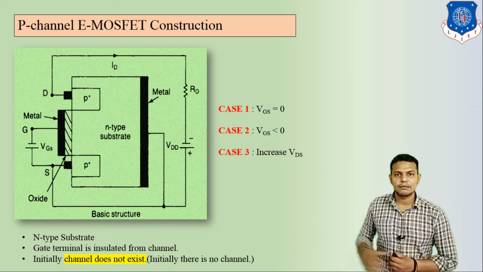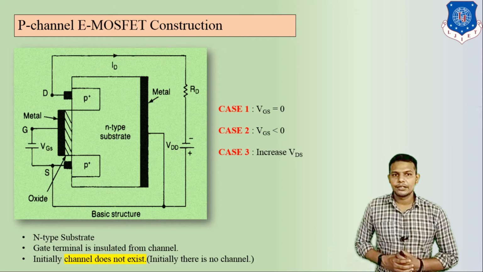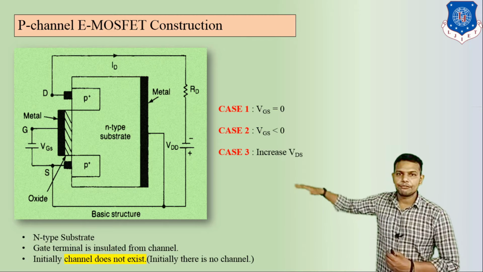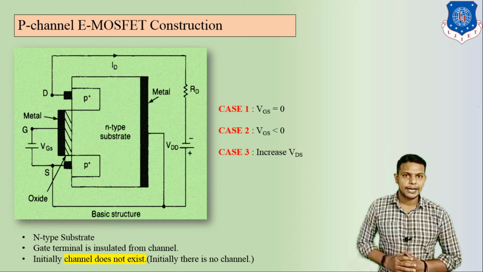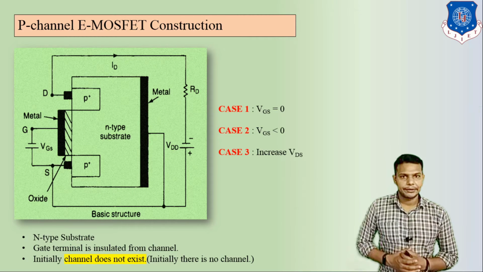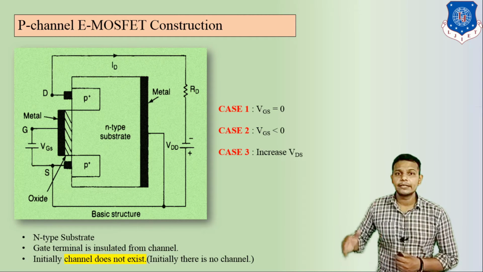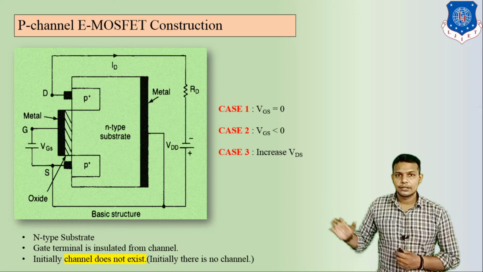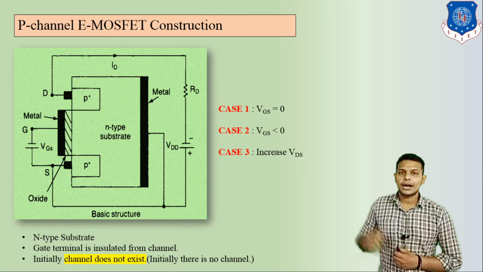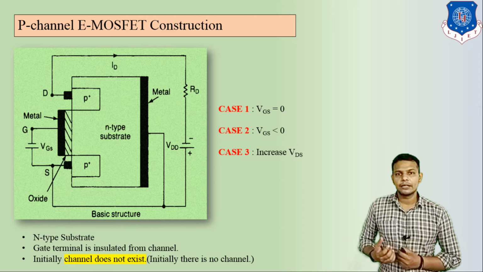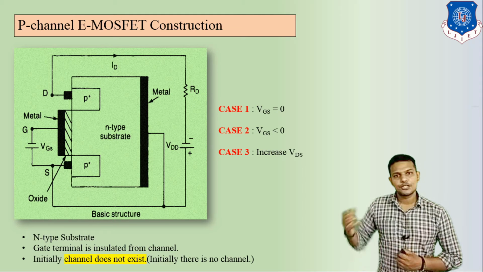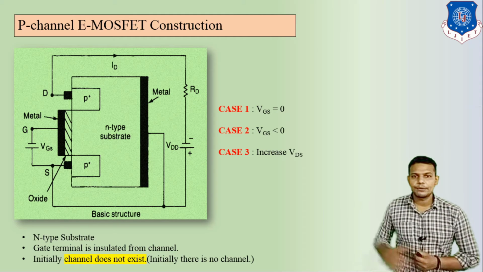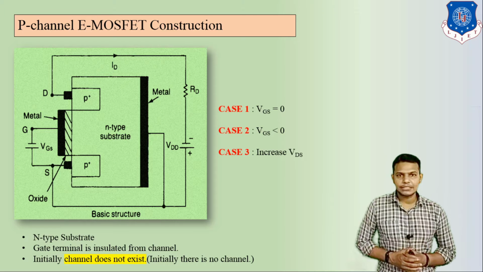So this is case number 2. In case number 3, we increase only VDS with constant VGS. And now what happens with ID. So these are the 3 cases we are going to conclude, and after these cases we are plotting characteristics, which are known as output characteristics, and from output characteristics we can plot transfer characteristics. Here we can see the gate terminal is insulated from the channel.